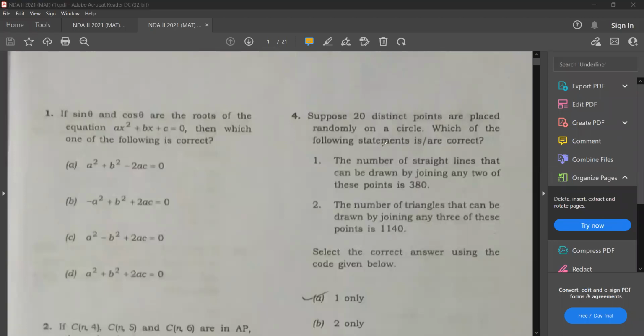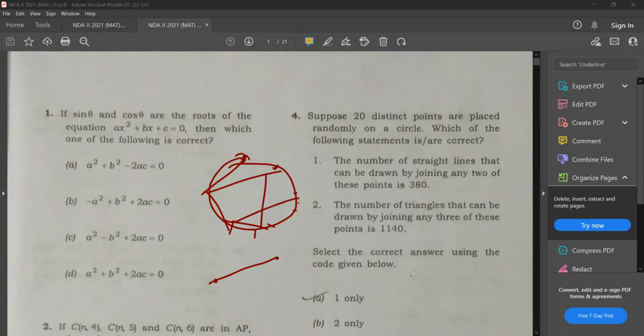Suppose 20 distinct points are placed randomly on a circle. Which of the following statements is correct? So on the circle, you are taking 20 distinct points like this. The number of straight lines that can be drawn by joining any 2 points. Joining two points, you have to know how many straight lines are possible. For drawing a straight line, you need how many points? You need 2 points, isn't it? So 20C2, that is 20 factorial by 2 factorial into 18 factorial.